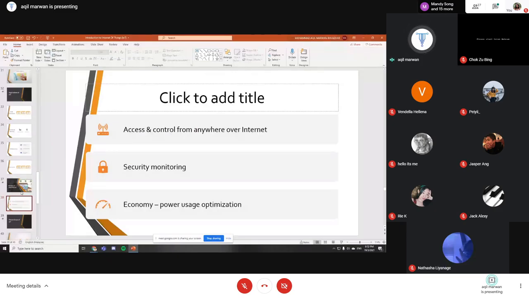So basically, these are the top three benefits of smart homes, which is access and control from anywhere over the internet within the application that is provided by a certain brand or company, maybe like Google. Basically, Google has been producing a lot of IoT devices, and also security monitoring.